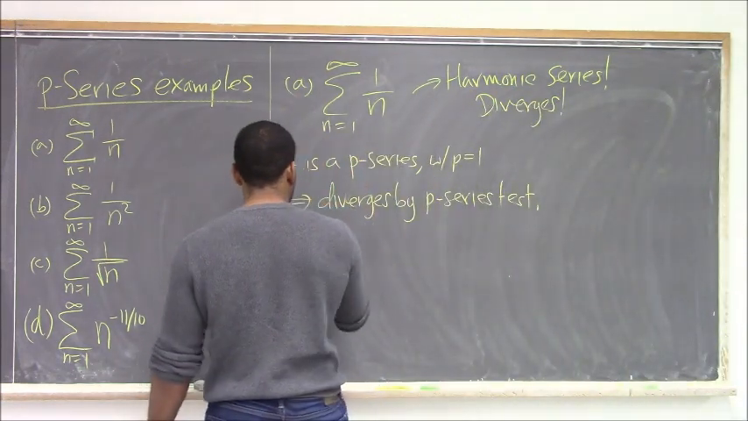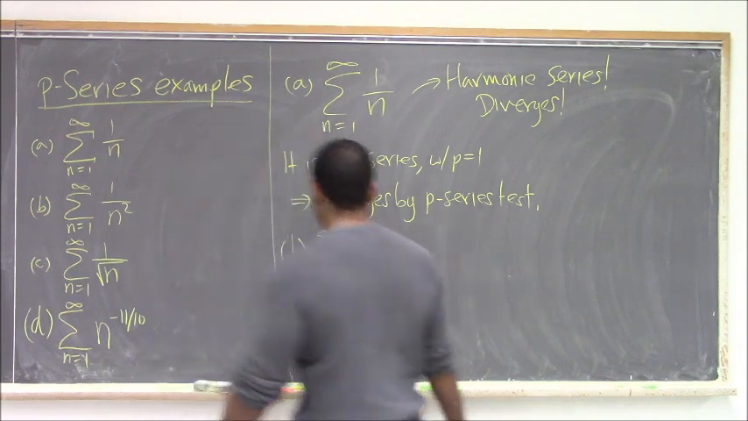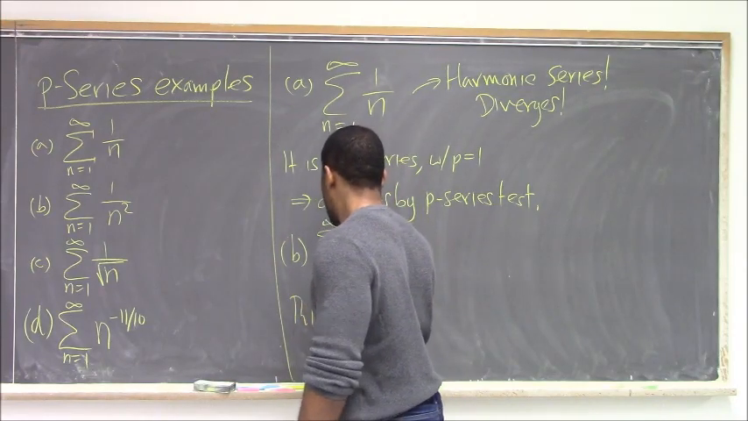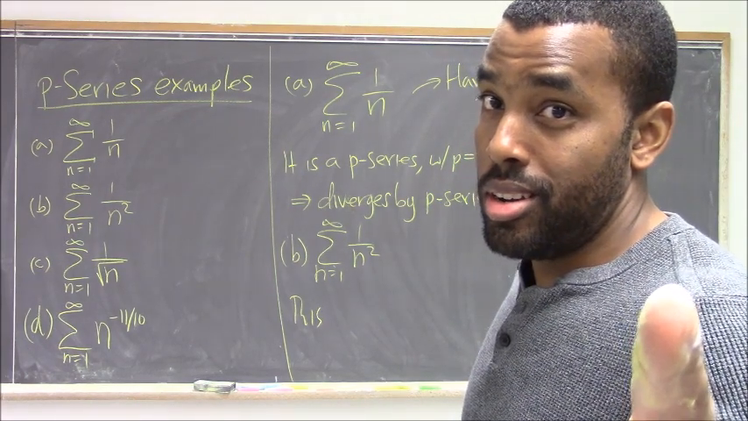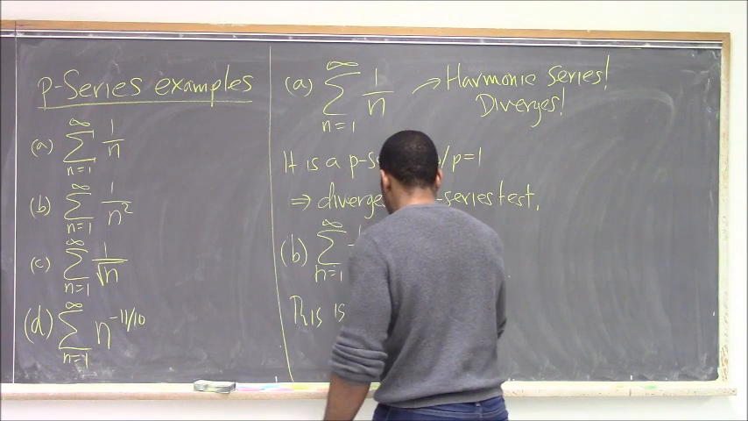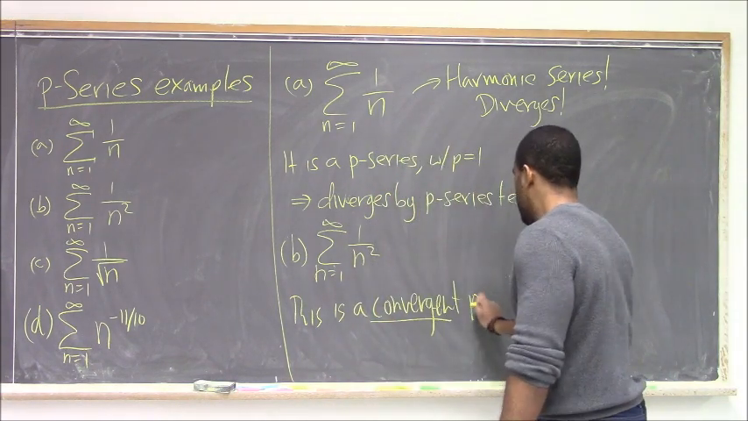B. Now here, does this converge or diverge? 3 seconds to answer. That's right, converges. This is a convergent P-series.